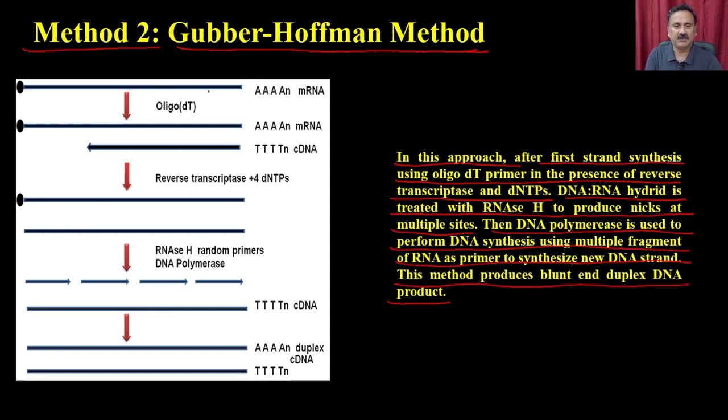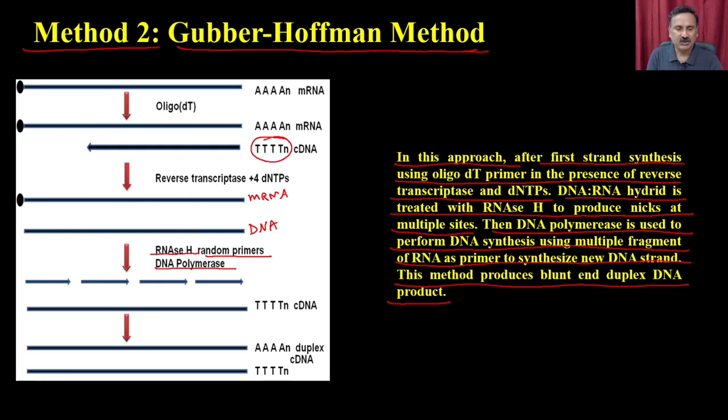The first step is the same as in homopolymer tailing: you add the poly-T primer, and with the help of reverse transcriptase it gives you the messenger RNA and the first strand of DNA. And now what you are going to do is add the RNase H, the random primers and DNA polymerase.